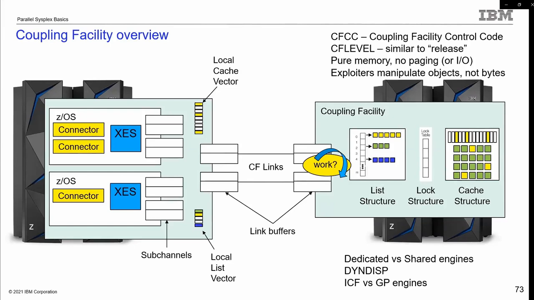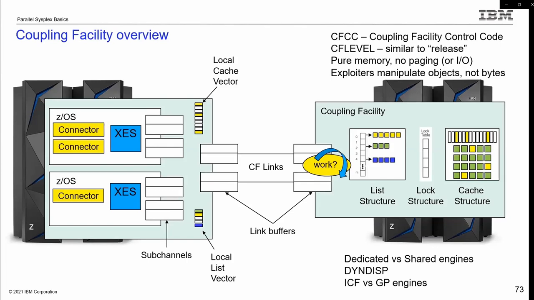This LPAR, the coupling facility, is running its own unique operating system called the CFCC, or the Coupling Facility Control Code. Releases of that coupling facility control code are commonly referred to as CF levels, and for each hardware release, there usually is a corresponding new CF level. On those two z/OS images on the left are multiple users of the coupling facility. To use the coupling facility, you must first invoke XES services in order to connect to it.